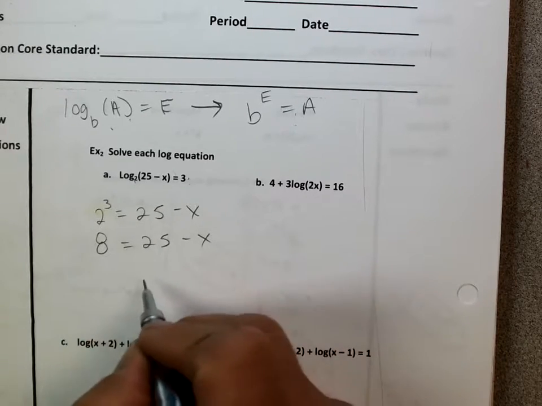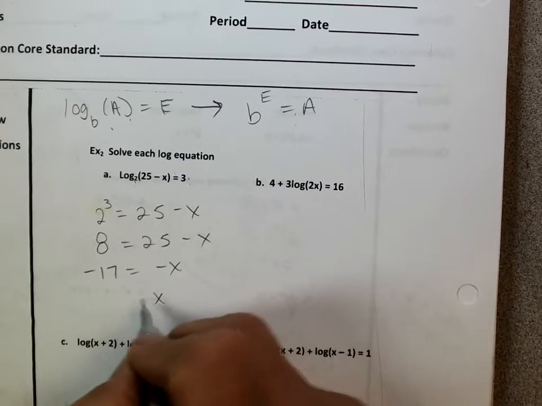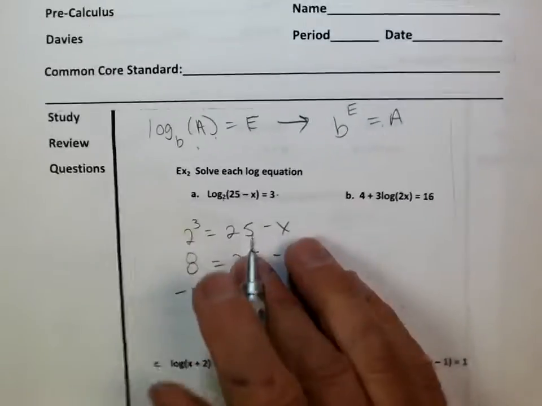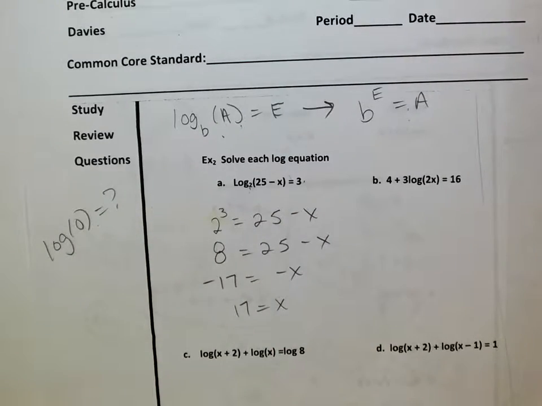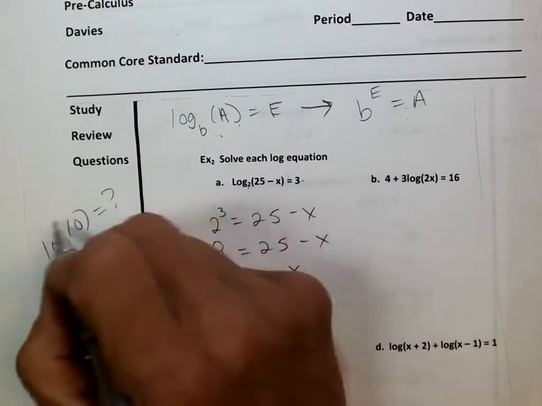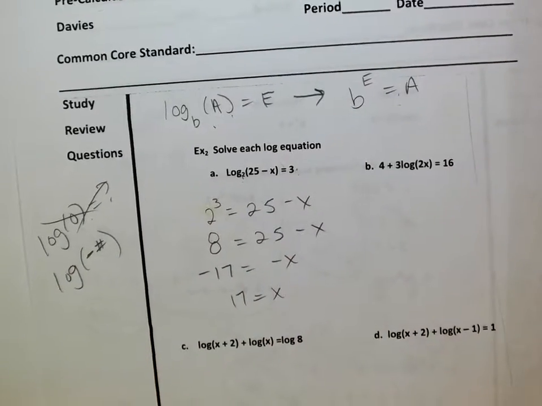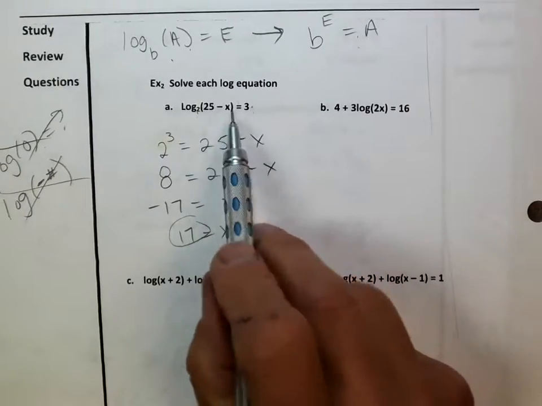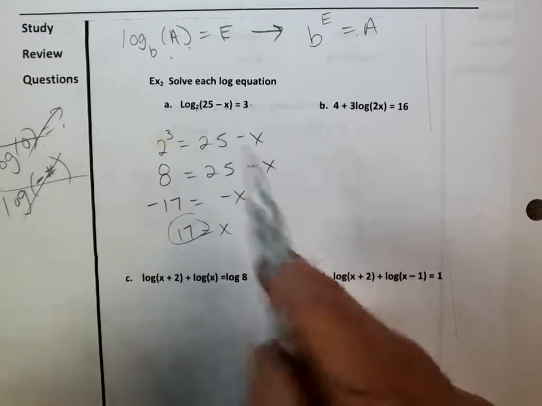I'm going to bring it over. I get negative 17 equals negative x, or x equals 17. Now you need to check your answers, and in this case it's going to be fine, because you cannot take log of 0. What's log of 0? Error. You can't do that. And log of a negative number, you can't do that either. But with 17 plugged back in here, we're okay. 25 minus 17 will work.